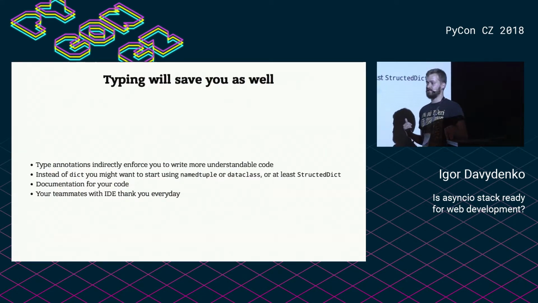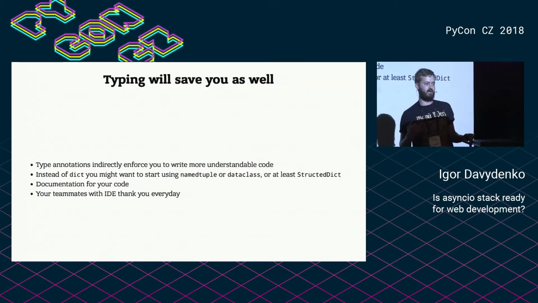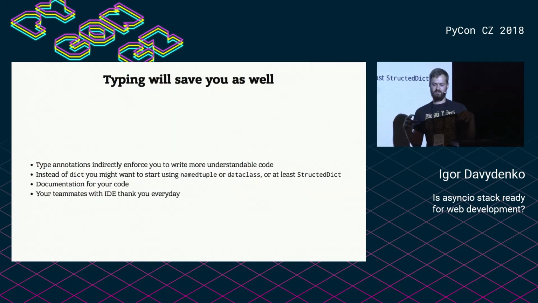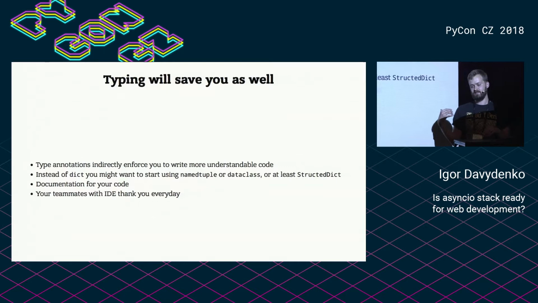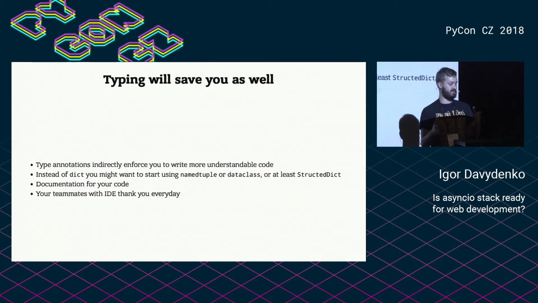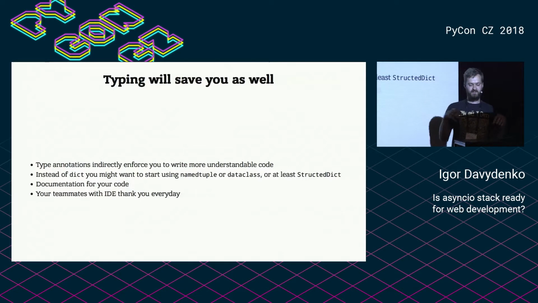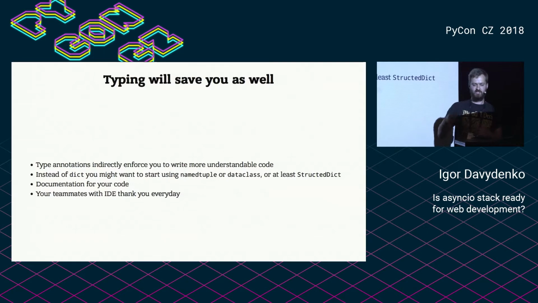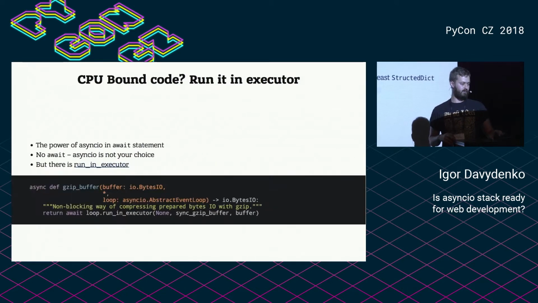And that's a good point: typing might actually help you. These type annotations are pretty useful for us. Instead of dict, we started using more specific structures like named tuples, data classes added in Python 3.7, or even structured dicts. We write more specific code because we understand that this function will return that, and we check it every time. That's also documentation, and teammates are very happy with the code completion in their IDE.